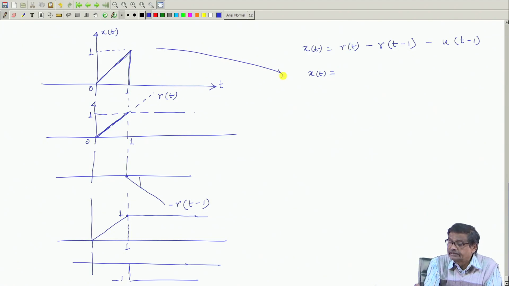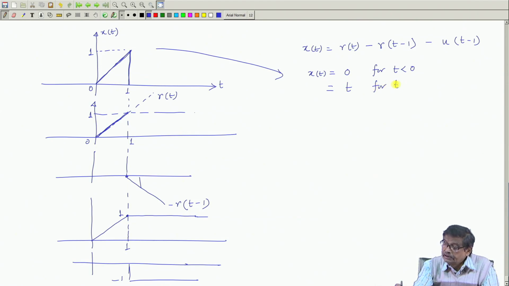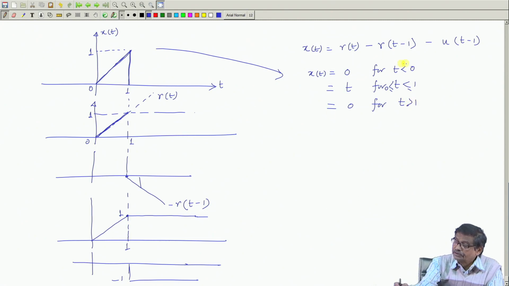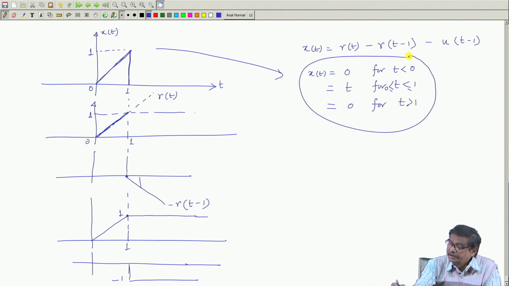In our older days, if I did not know the ramp function and unit step function, I would have described this function x t as x t equal to 0 for t less than 0, x t is equal to t for t greater than or equal to 0 and less than 1, and it is equal to 0 for t greater than 1. This is how this whole thing you are writing in 3 lines can be written in one stroke in this fashion. That is what I want to mean.